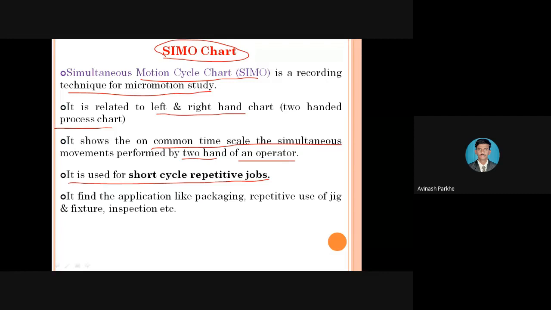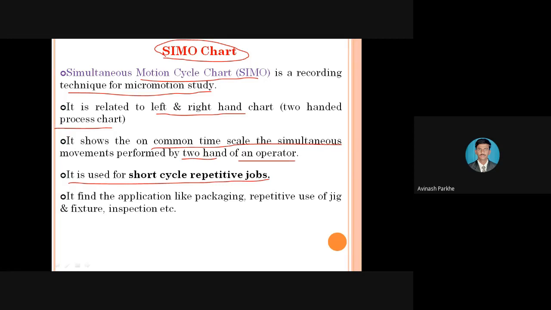Short cycle means your work can be completed in minimum time, maybe 10 minutes, 15 minutes, maximum up to 30 minutes. That means your raw material is converted into finished goods within short cycles, and wherever repetitive jobs are taking place, sometimes we are doing packaging, sometimes we are doing repetitive use of tools, sometimes we go for inspection. For inspection, again and again we have to go for inspection. If I have to change the tool, again and again I am changing the tools.